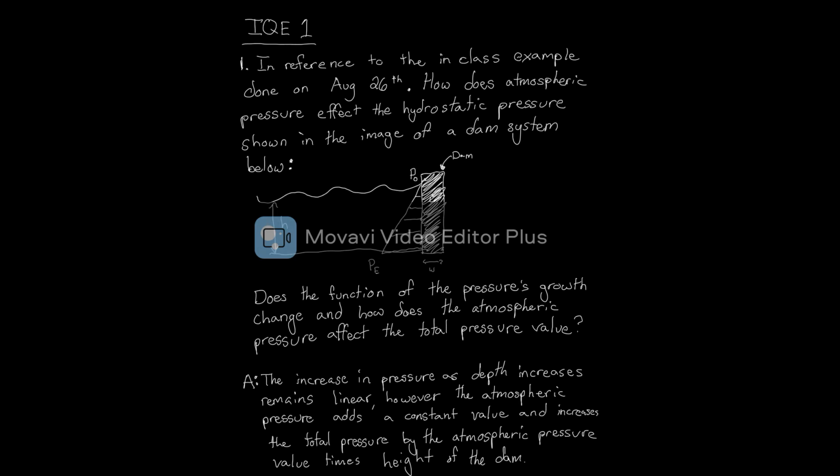The increase in pressure as the depth increases remains linear. However, the atmospheric pressure adds a constant value, and it increases the total pressure by the atmospheric pressure value times the height of the dam.